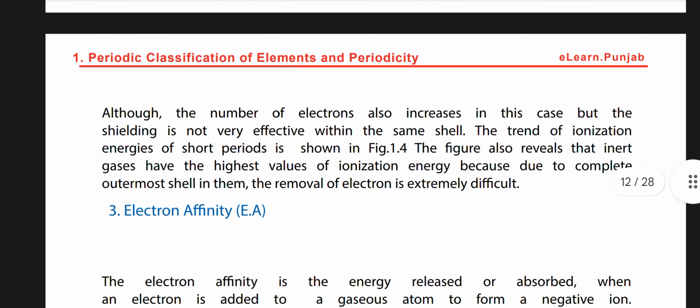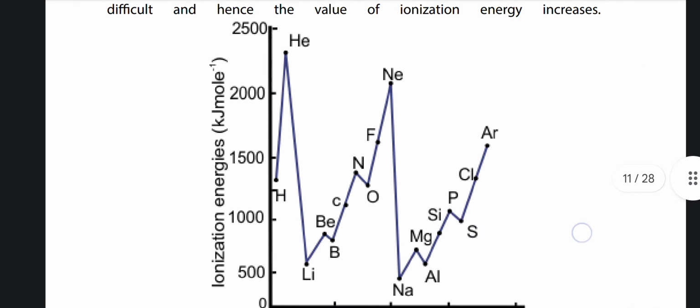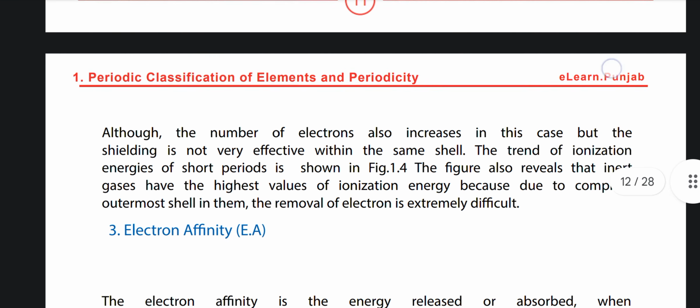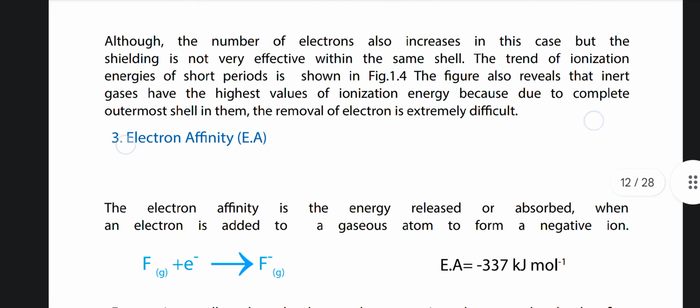Although the number of electrons also increases in this case, the shielding is not very effective within the same shell. The trend of ionization energy of short periods is shown in figure 1.4. The figure also reveals that the inert gases have the highest value of ionization energy because, due to complete outermost shell in them, the removal of electron is extremely difficult.